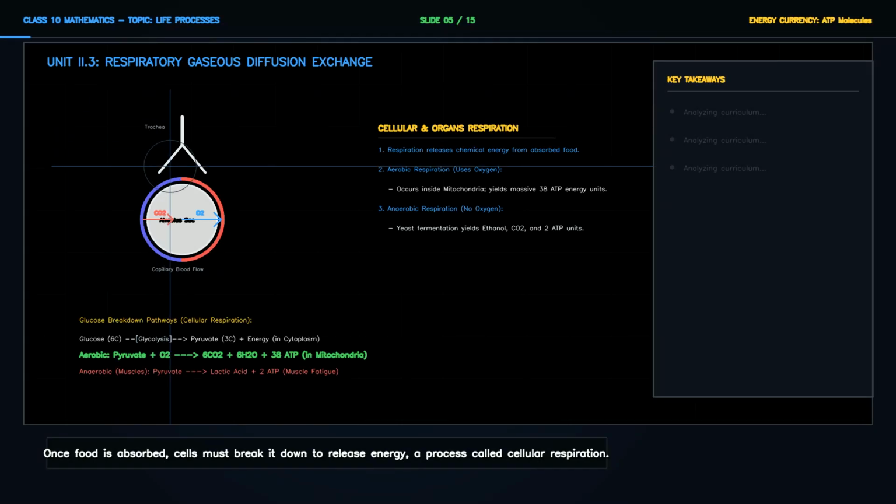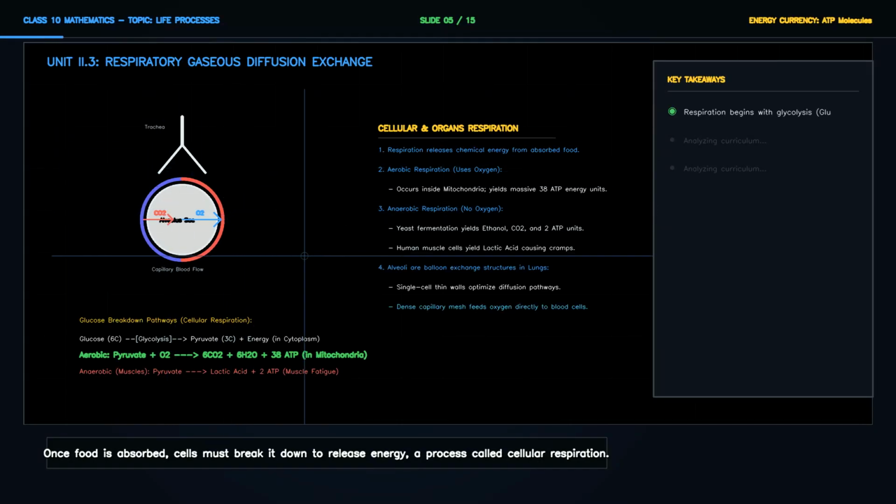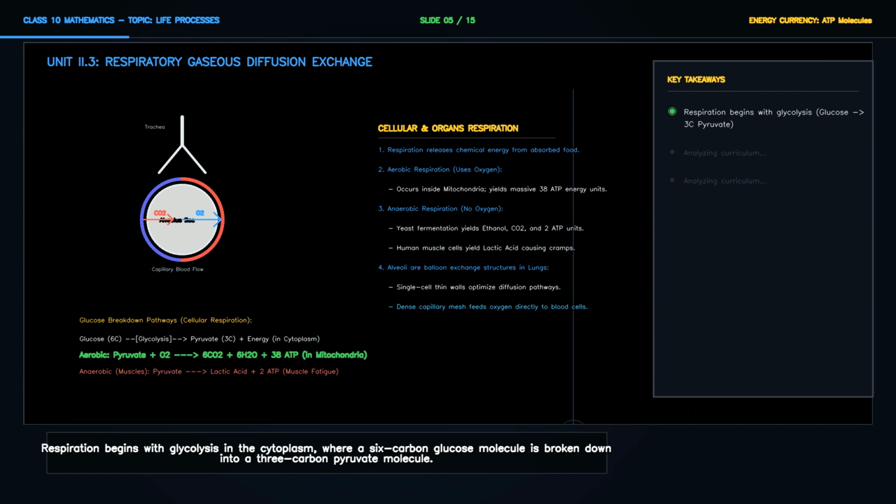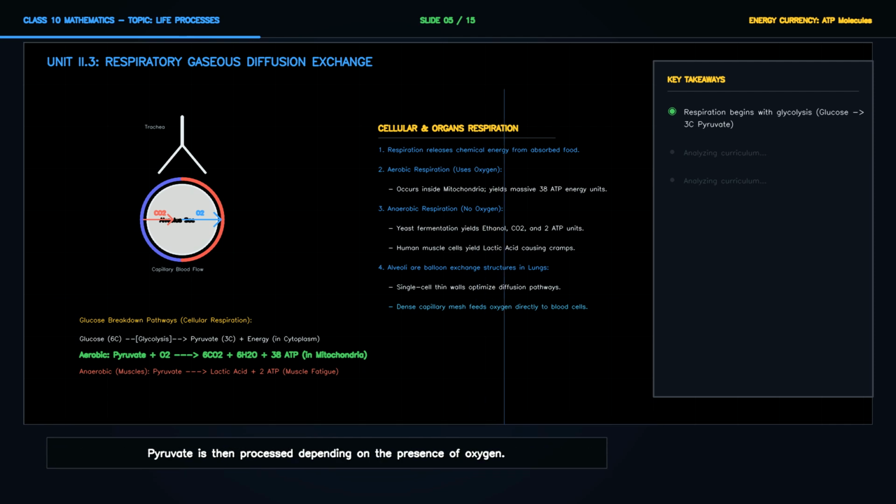Once food is absorbed, cells must break it down to release energy, a process called cellular respiration. Respiration begins with glycolysis in the cytoplasm, where a 6-carbon glucose molecule is broken down into a 3-carbon pyruvate molecule. Pyruvate is then processed depending on the presence of oxygen.